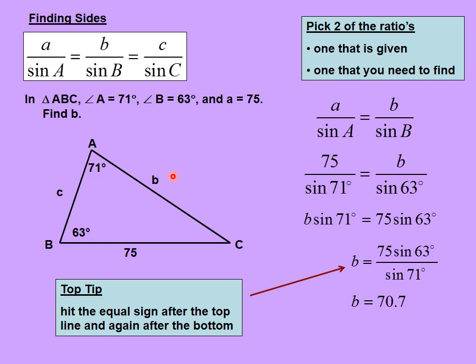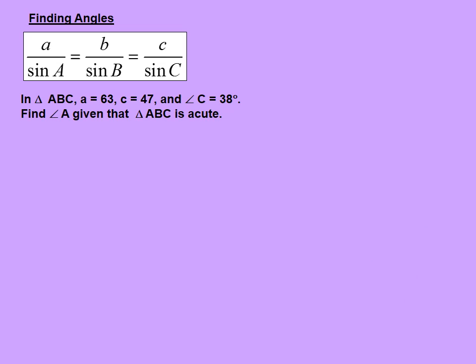Now remember, it's rounded to one decimal place because we're finding a side. So that means this side is 70.7. We just found it. And it seems like a reasonable answer because this side's 75, so it seems to be in the right range of numbers. Okay, let's do one more question just for good measure, because that was finding a side.